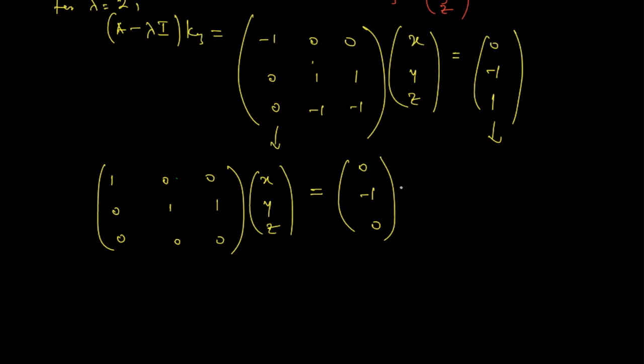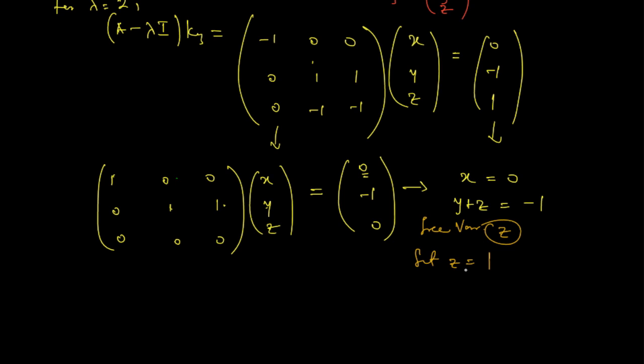Then when we write this in equation format, we have 1 times x, that is x, equals 0. Then 1 times y plus 1 times z, as y plus z equals -1, and then that's all. When you look at these two equations, you'd observe that our free variable here is z. So since the free variable is z, we'll set z to be 1.